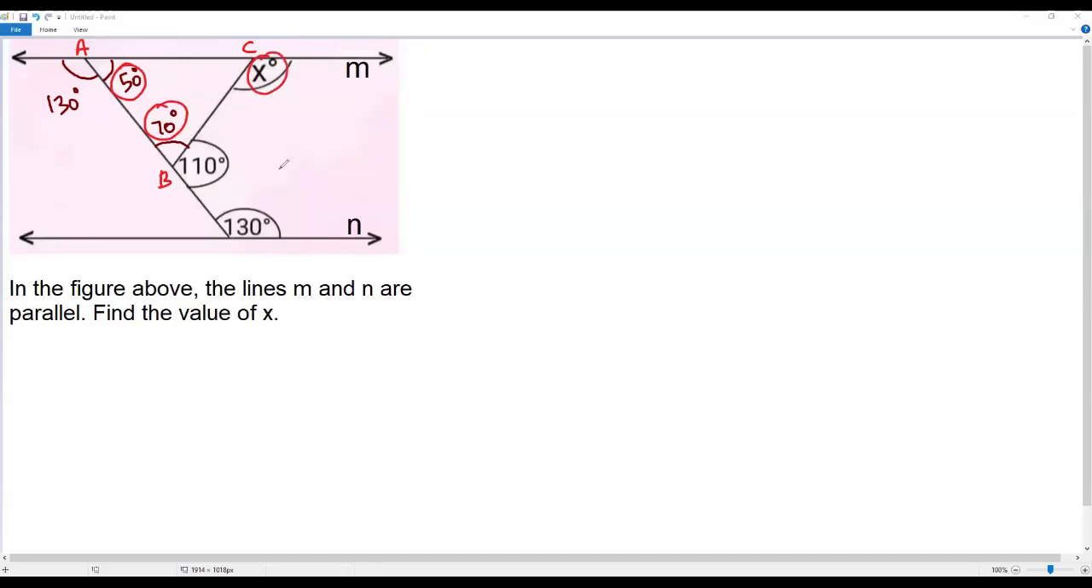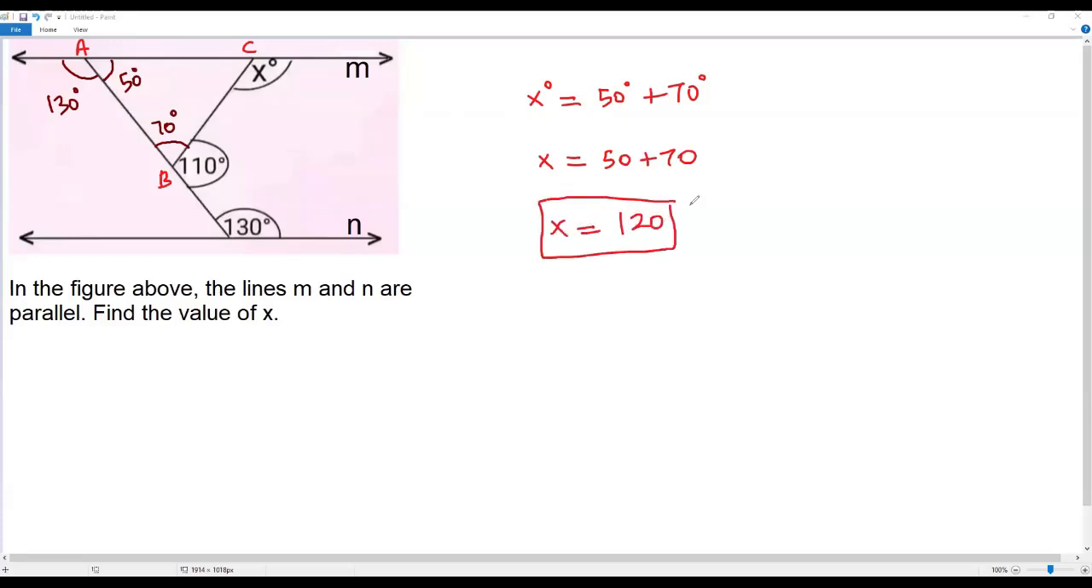By the exterior angle theorem of a triangle, the exterior angle, X degrees, equals the sum of the two remote interior angles, that is 50 degrees plus 70 degrees. Now we can remove the degrees and just write the letters and numbers. So X equals 50 plus 70. When I add 50 and 70, I am getting 120. So in the given figure, the value of X is 120.